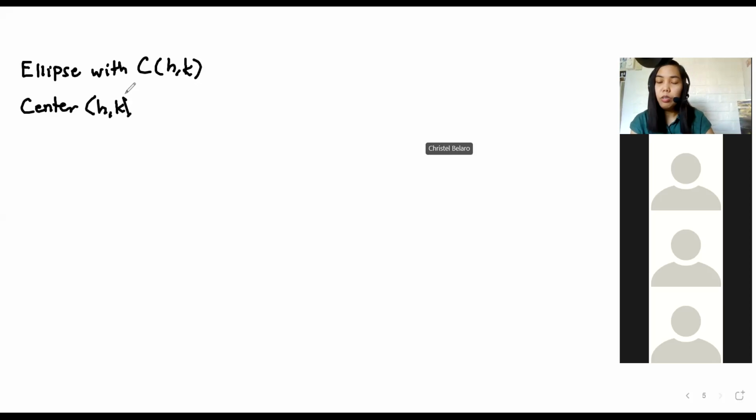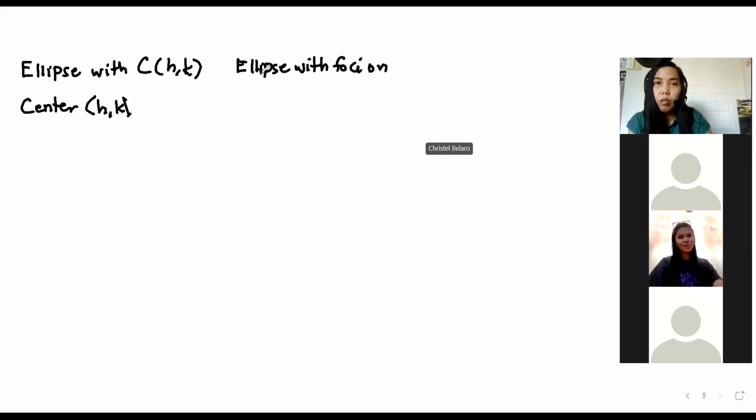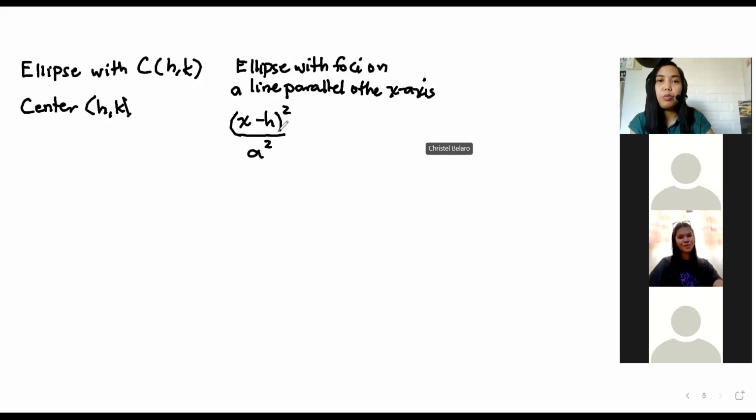Center at HK. Okay, so ganun din. If the foci of the given ellipse with foci on a line parallel to the x-axis, the standard form is the square of x minus h over a squared plus the square of y minus k over b squared equals 1.